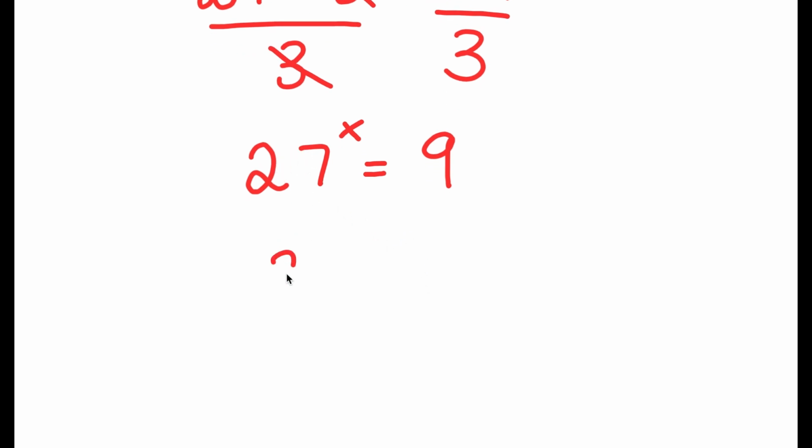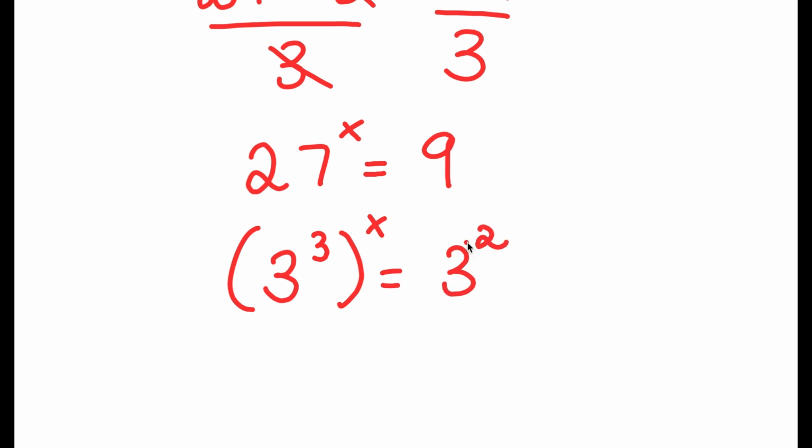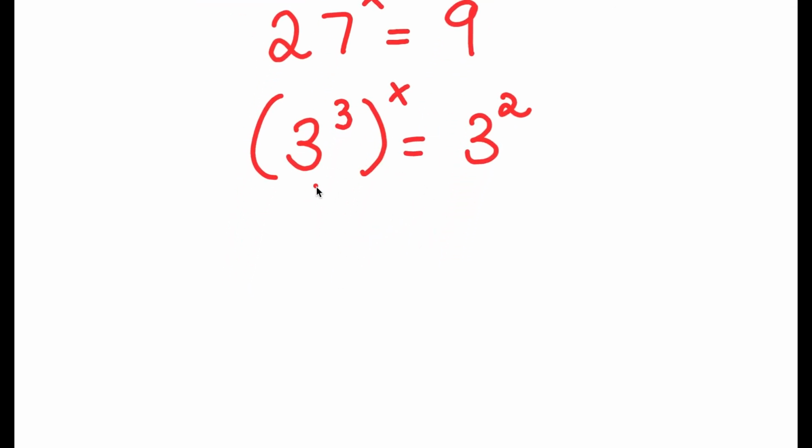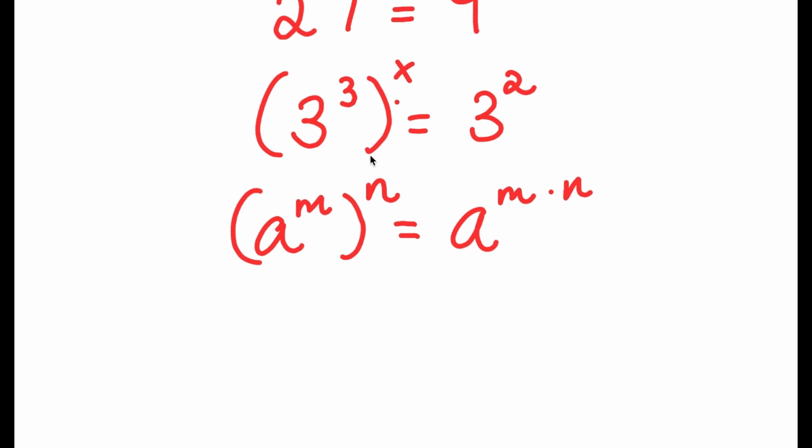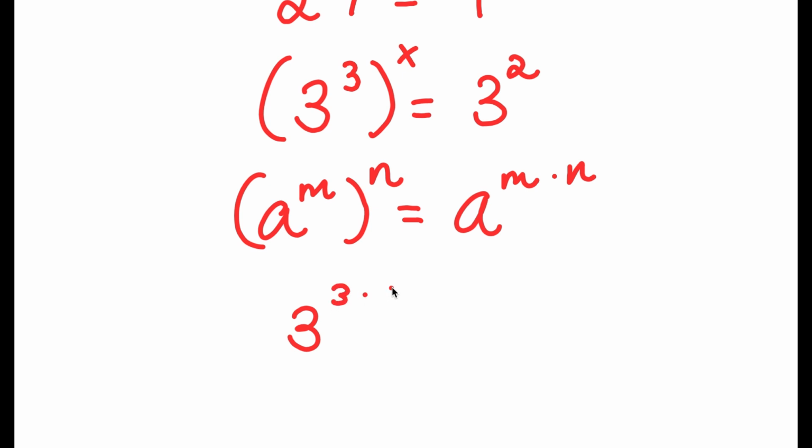Now 27 is the same thing as 3 to the power of 3, and 9 is the same thing as 3 squared. So if I have something in the form (a to the power of m) to the power of n, this is equal to a to the power of m times n. So (3 to the power of 3) to the power of x is going to equal 3 to the power of 3 times x, which is equal to 3 to the power of 2.